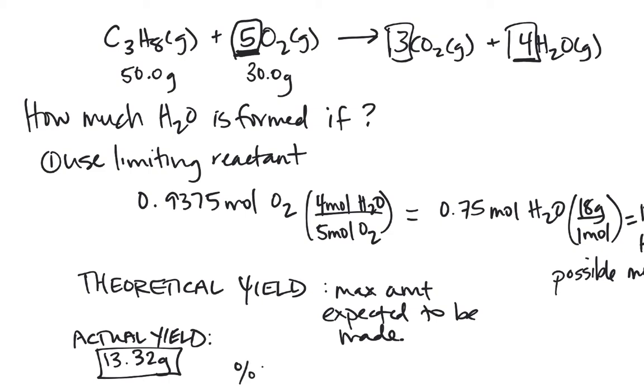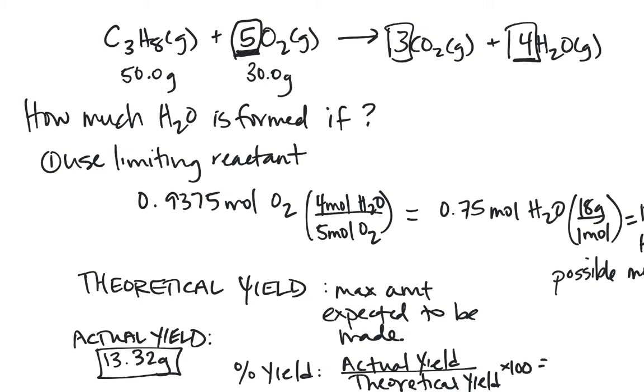And so we can calculate the percent yield by doing the actual yield over the theoretical yield times 100. And here we get 13.32 divided by 13.51 times 100, and we get about 98.6% yield. So that's a pretty good yield here.